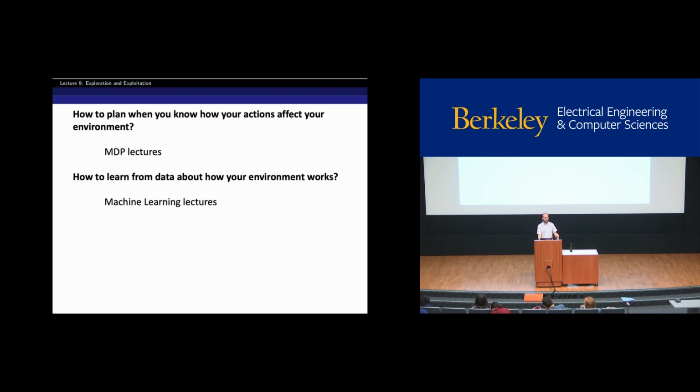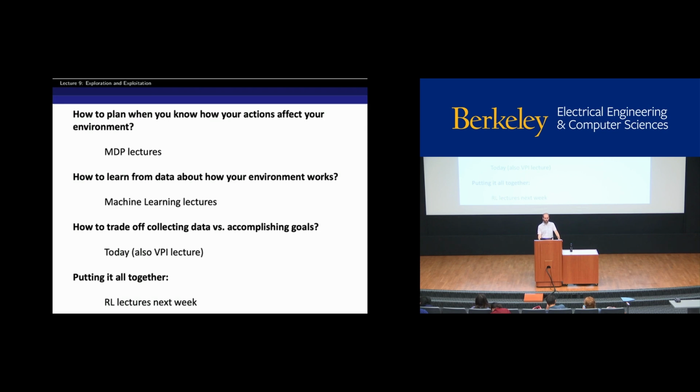And then the machine learning lectures were about how to learn from data how your environment works. So neural networks that I was talking to you about, but other machine learning approaches from before, like naive Bayes. They're about using data to come up with a model that allows you to predict what's going to happen in the future. And now what we're going to be talking about is how to trade off collecting data versus accomplishing goals. That's the exploration-exploitation trade-off. And then next week, it'll be reinforcement learning, which is putting it all together.